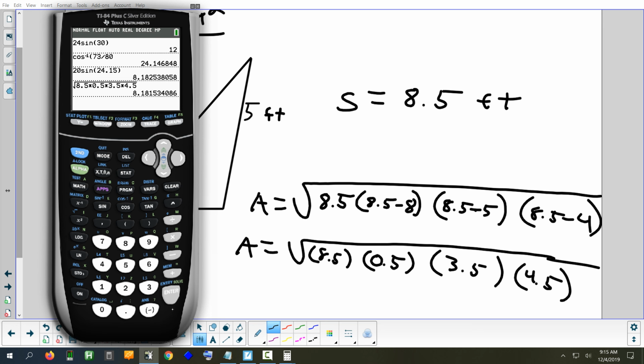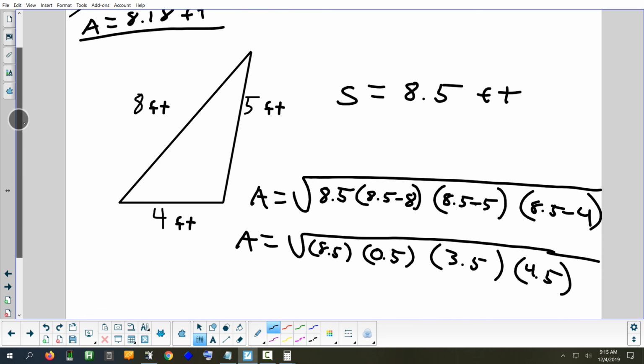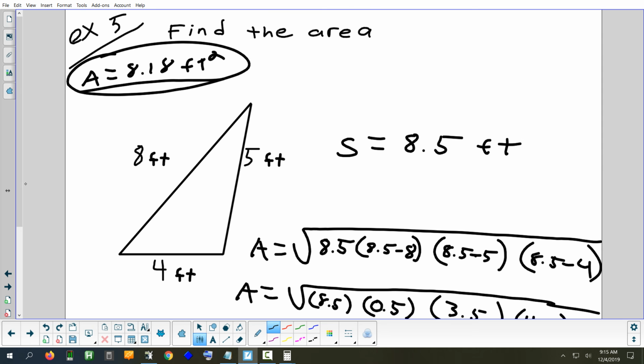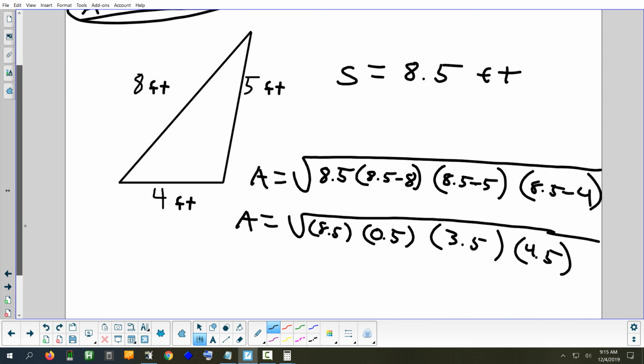And the area comes out to 8.18, which is exactly the same area that we got before. Well, it's not exactly the same. It's close. Why is there a little bit of a difference? Because we rounded in the first one. Yeah, we rounded. Remember the angle, 24.15? We used law of cosines and we rounded that off. All right? But you can see they're basically the same thing. So there's your area. Okay. Any questions on that one?